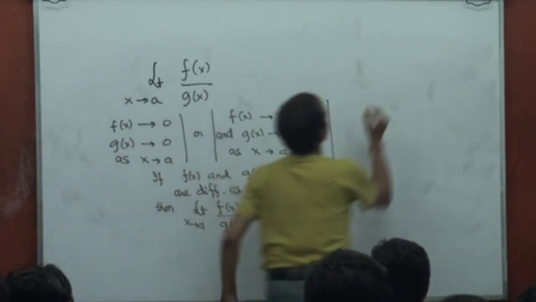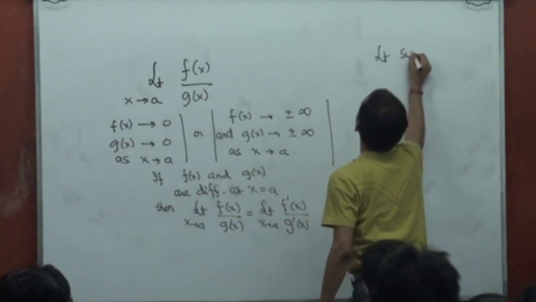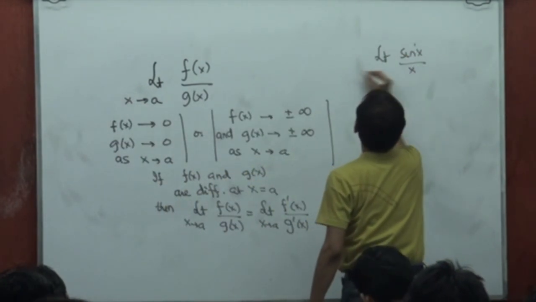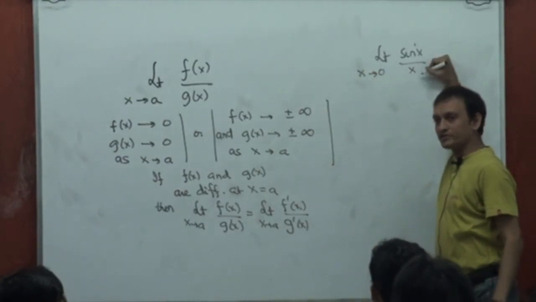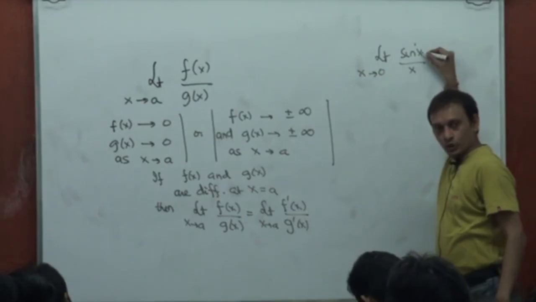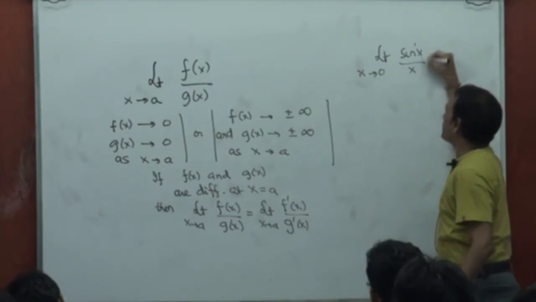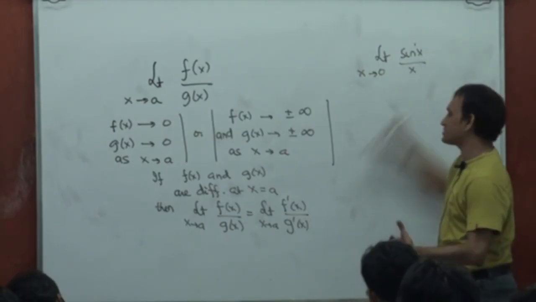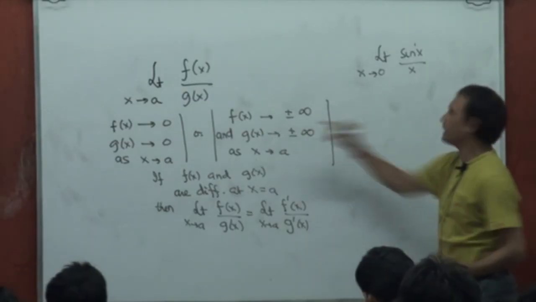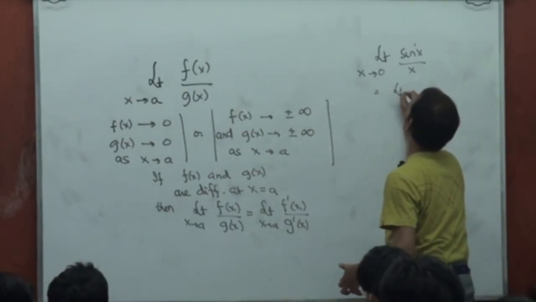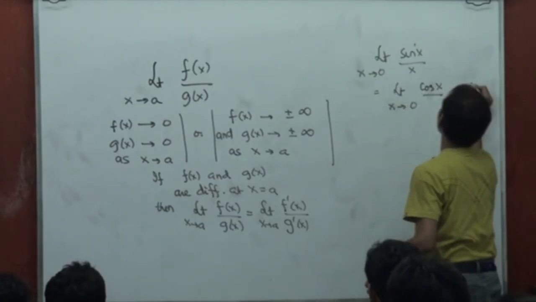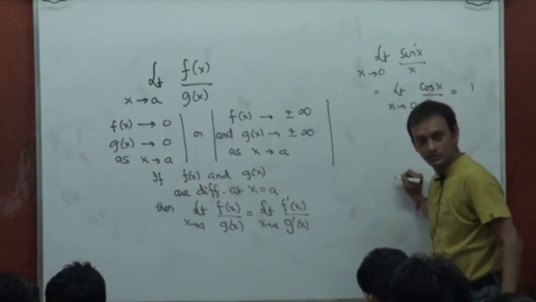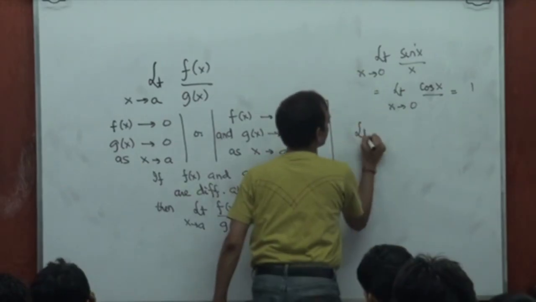I mean, limit sin x by x as x tends to 0. Both numerator and denominator are differentiable at x equal to 0, right? And both tend to 0, so it falls within the jurisdiction of this rule, right? So I can differentiate both numerator and denominator: cos x by 1 as x tends to 0. This is cos 0, which is 1, right?